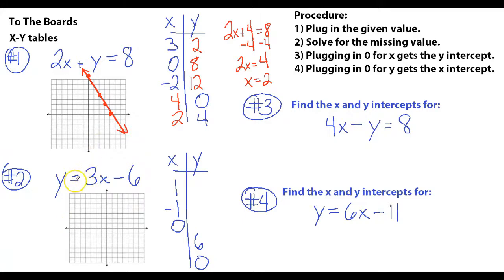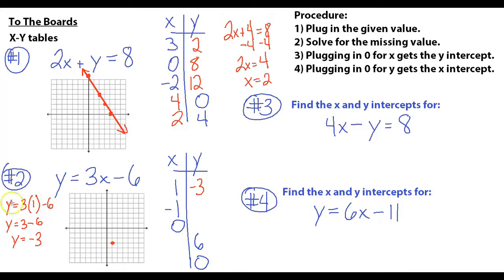Let's move on to number 2. Let's plug 1 in for x. When I do that, I get y equals 3 times 1 minus 6. Well, 3 times 1 is just 3, and when you do minus 6, you get -3. So the first point we found is 1, -3. I go 1 over on the x and down 3 on the y.